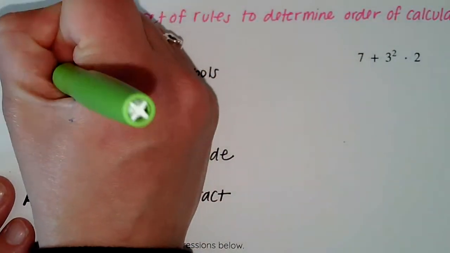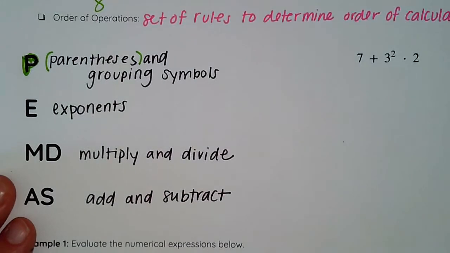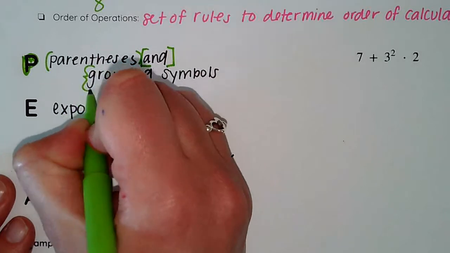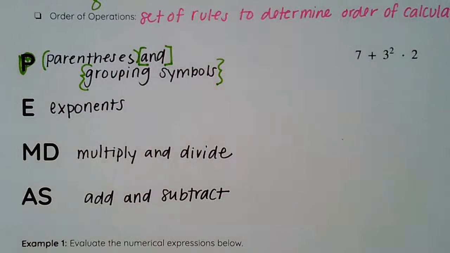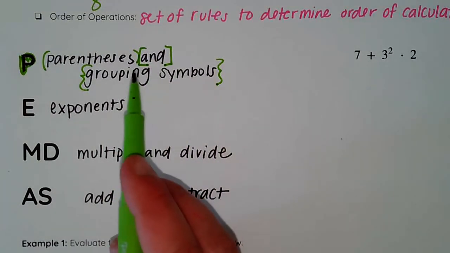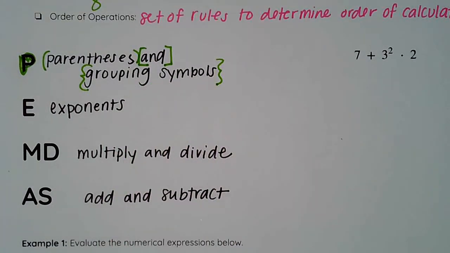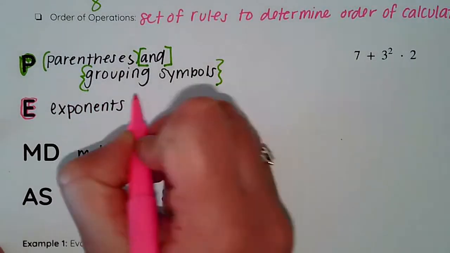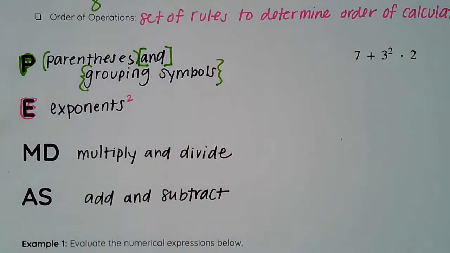So that could be regular parentheses. It could be brackets of different sorts. So the first thing that we look for are any of these grouping symbols. If you have more than one set or sets around each other, you would start at the most center. We can take a look at some examples. So always starting with those parentheses, those grouping symbols. Next, we move to look at our exponents. Remember, our exponents are the little guys up to the right.